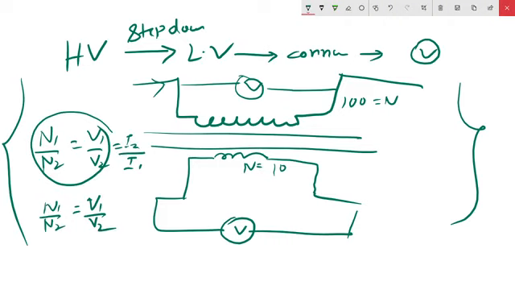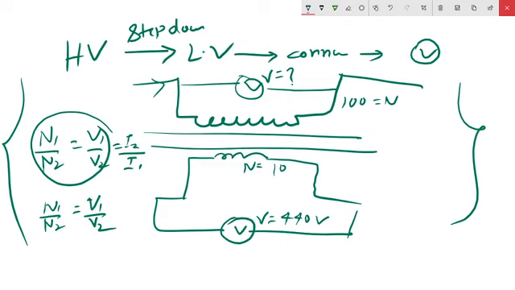Now we can see here that the voltage measured by means of a voltmeter across the secondary winding is 440 volts. When we measure the voltage, it gives an output of 440 volts. Now they are asking what will be the voltage across the primary winding. So how will you do it?